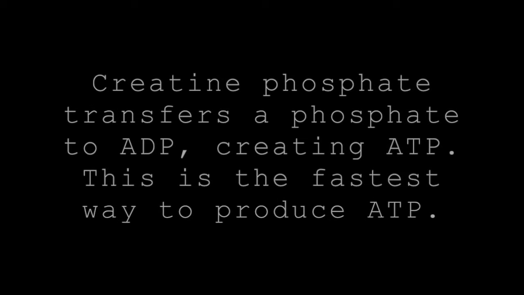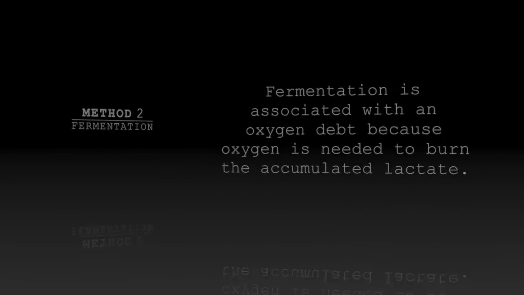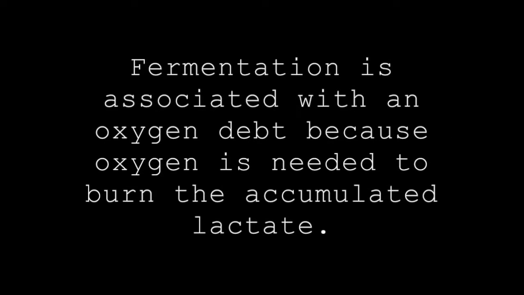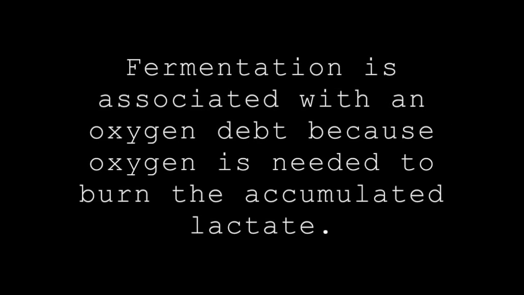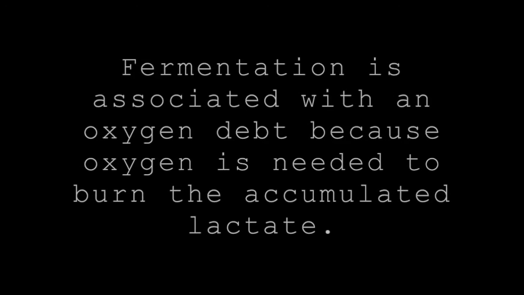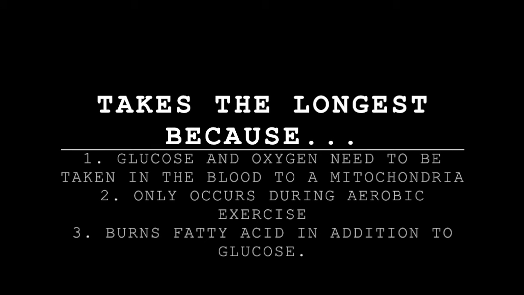This is the fastest way to produce ATP. Another way is fermentation, which is associated with an oxygen debt because oxygen is needed to burn the accumulated lactate. The last way is cellular respiration, and it provides most of the body's ATP. This process takes the longest because glucose and oxygen need to be taken in the blood to a mitochondria and only occurs during aerobic exercise.